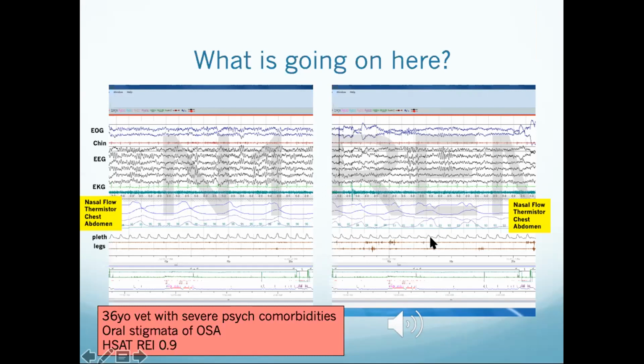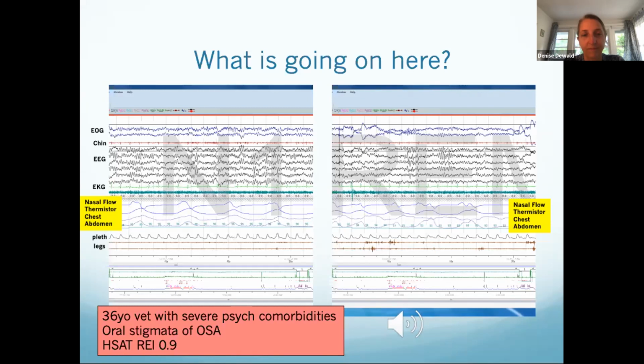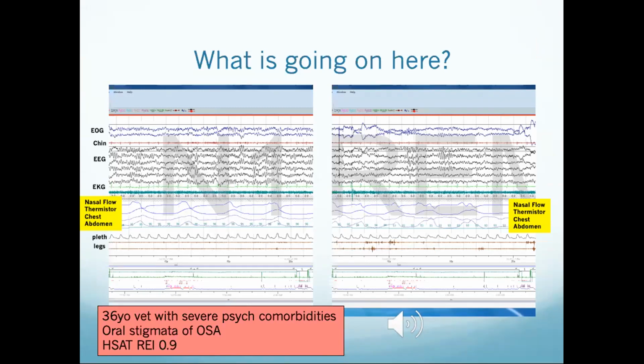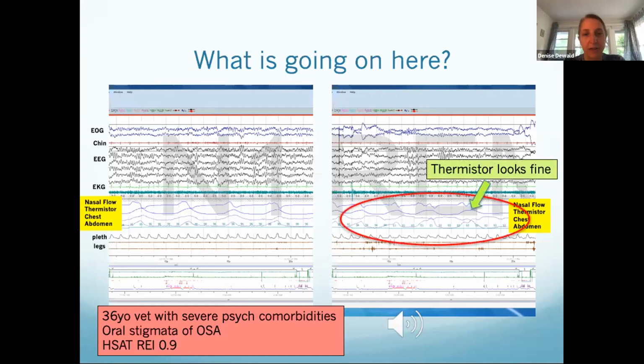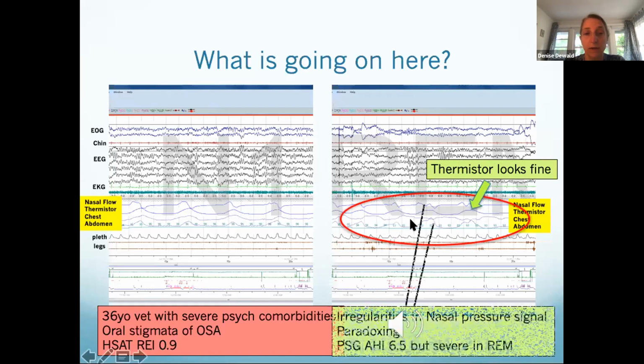It looks like in REM there's something, I'm not sure what, on the flow signal. There are these double notches on the inspiratory side. And then it looks like some paradoxical motion of the chest and abdomen: the abdomen's going out while the chest is going in at the same time. The thermistor looks fine. If you didn't have your nasal flow signal, you'd think there's nothing going on, but he's paradoxing. So yes, there's a lot of paradoxing.